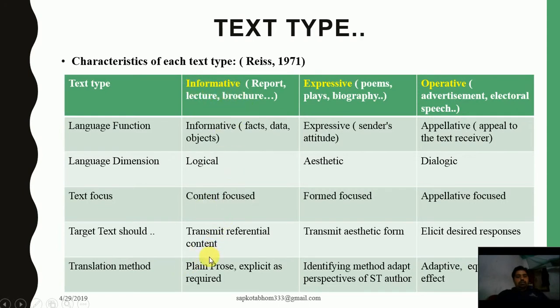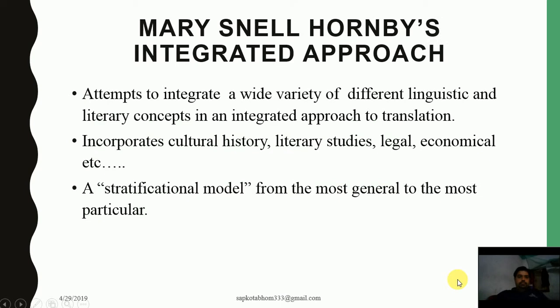The informative type of the text is translated using plain prose, explicit as required methods. The expressive type of the text is translated basically using the identifying method, adapting the perspective of the source text, and the operative type of the text is translated using the adaptive type of the methods.